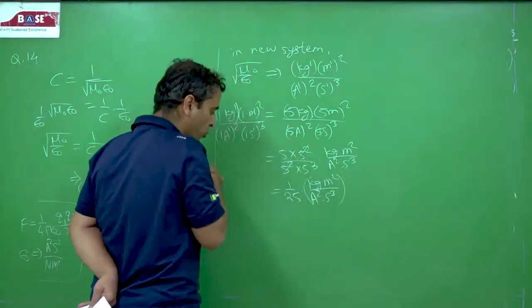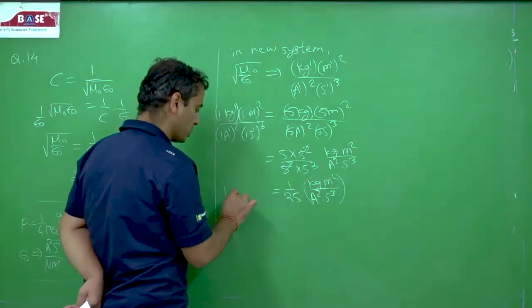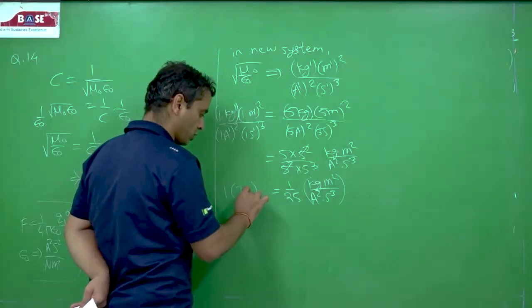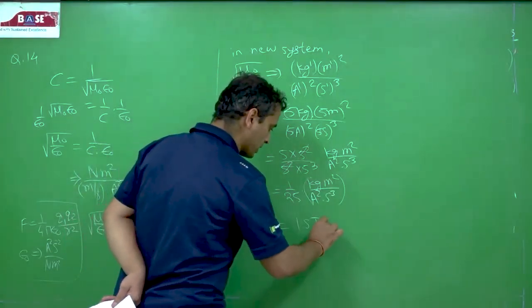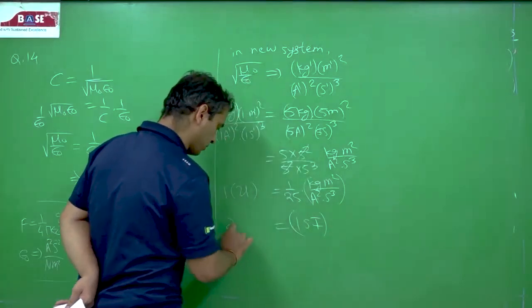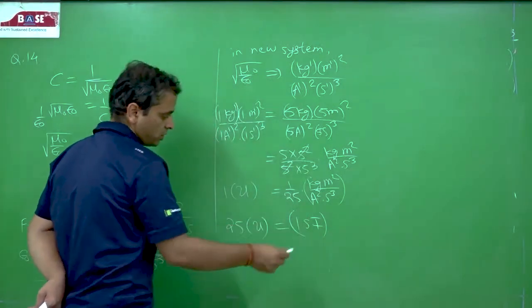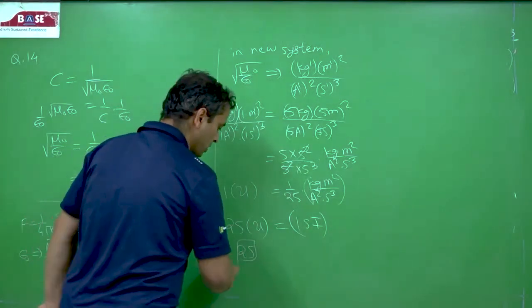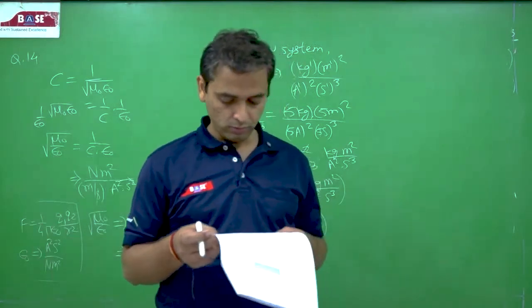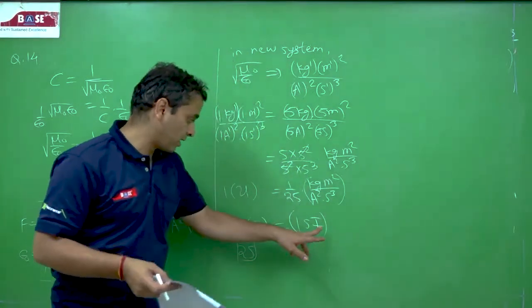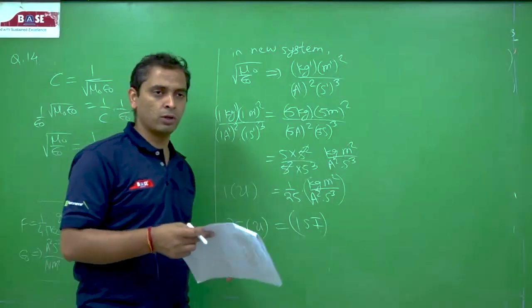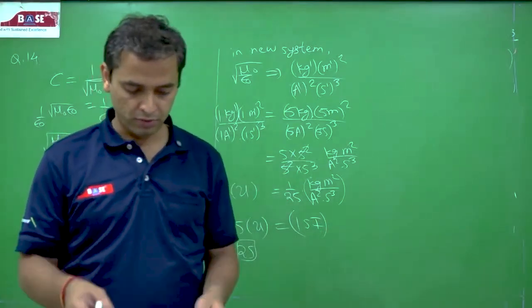1 SI unit is how many times the new unit? So 1 new unit, U I could call it. So 1 SI unit is 25 times of new units. So the answer will be 25 times. Then in this new system of units, the magnitude of 1 SI unit, they are asking 1 SI unit, so we have multiplied 25 on another side. So the answer will be 25.